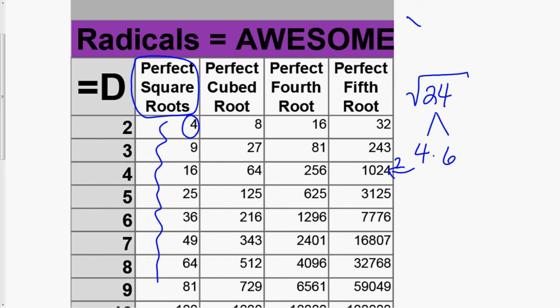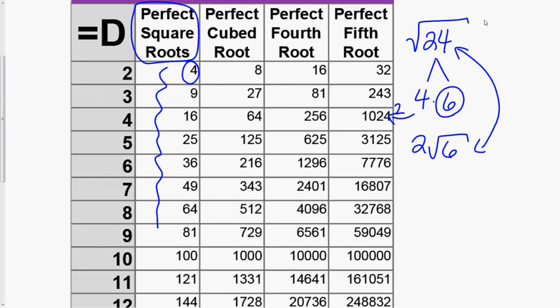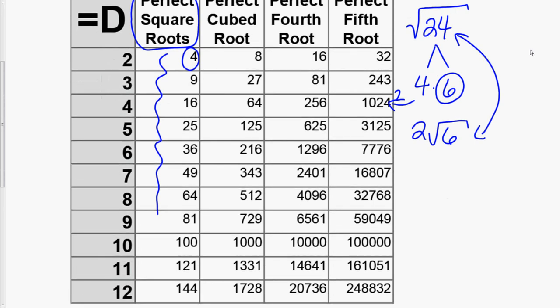So I'll use a little arrow and I'll bring out the 2. I cannot take the square root of 6, so I circle it because it's going to stay. So I'm going to have 2 that came out and a square root of 6 that stays underneath. That's how you simplify the square root of 24. And we're going to do a whole bunch of these like this when we do the next section, that'll be the next video. But I just kind of wanted you to have an idea how to use this chart.